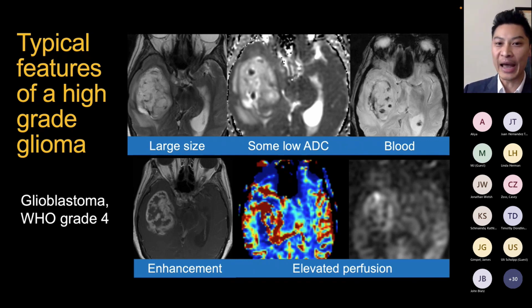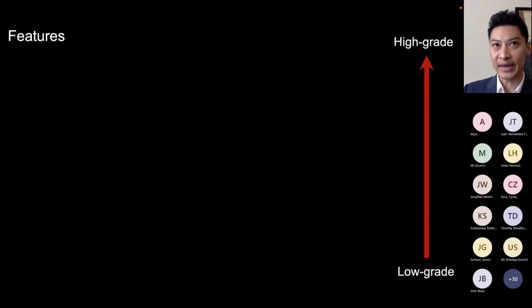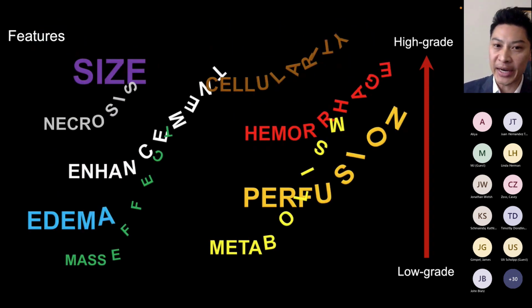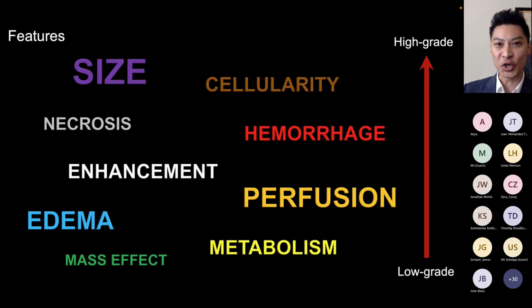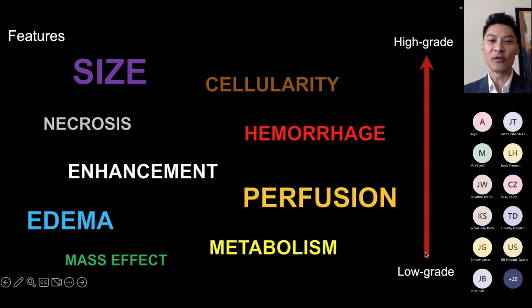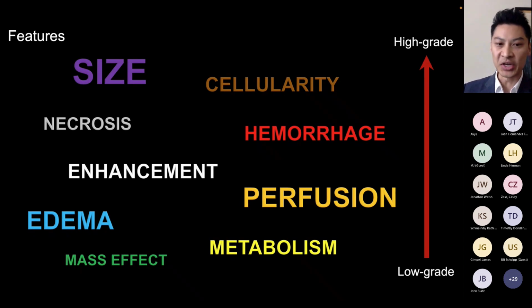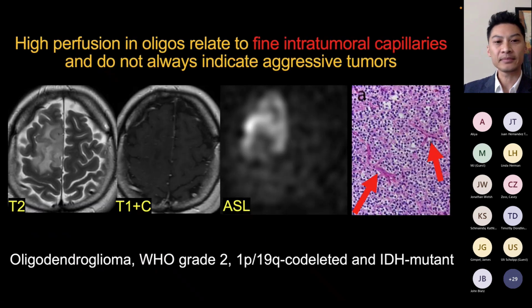So the more features that you have, like what I showed here, the more confident you are that you're dealing with a high-grade glioma. So again, we're not really looking for one or two or three features. We're really looking at how many of the features listed here are demonstrated by the tumor. So the more features you have, the more confident that you are dealing with a high-grade glioma versus a low-grade. Of course, there's some overlap, but this is a good general guideline to go by.